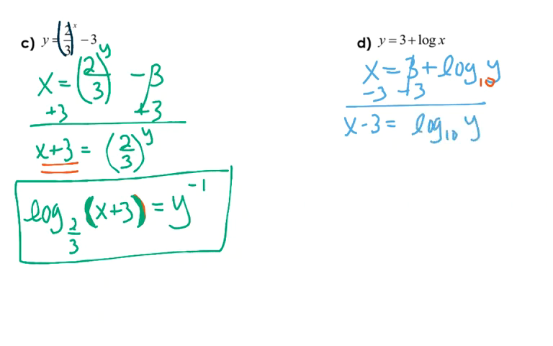To get the y by itself, I've got to change it to exponential form. So start with the base, which is a 10, raised to the x minus 3 power. If you want to put parentheses around that, you can. It's not necessary since it's all up in the exponent. But then that would be equal to y. You now have your y by itself. Your answer, 10 to the x minus 3 power.